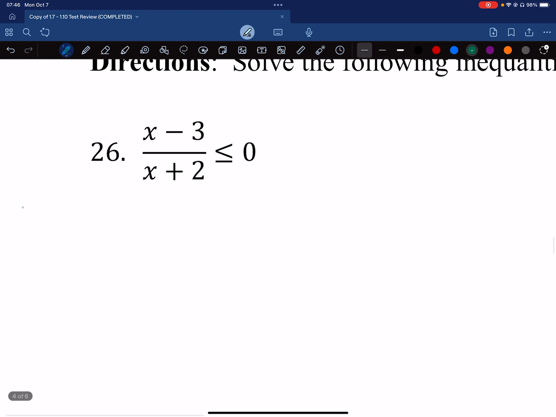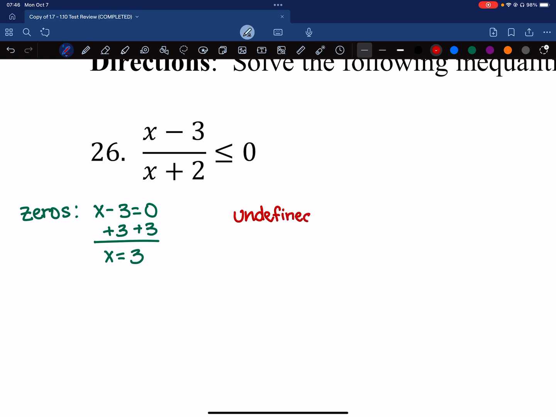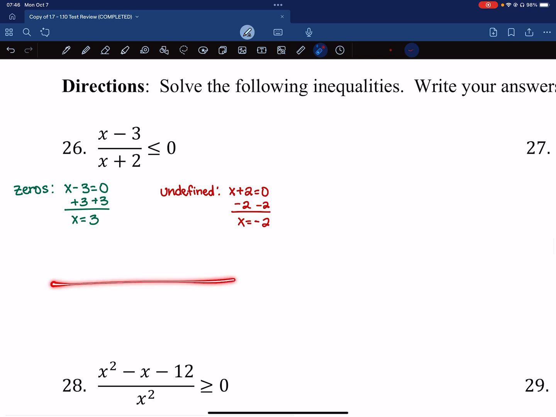So to find the zeros, you will set the top equal to 0 as long as it's not a hole, and this one doesn't have any holes. So we would add 3 to both sides. We would get x equals 3. Then you would find where it's undefined, but now we know that this is a vertical asymptote, but it's okay just to call it undefined because it is undefined. So x plus 2 equals 0. We would subtract 2 from both sides, and we would get x equals negative 2. From here, we would go to a number line.